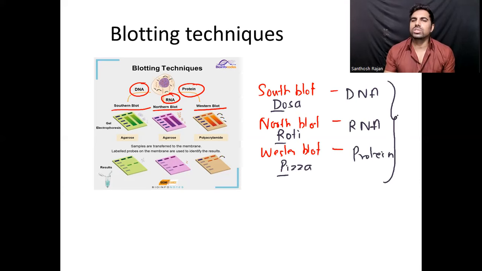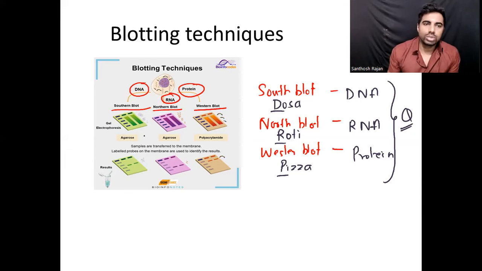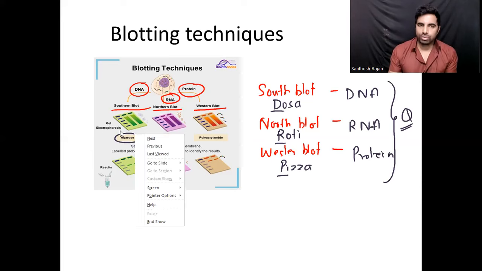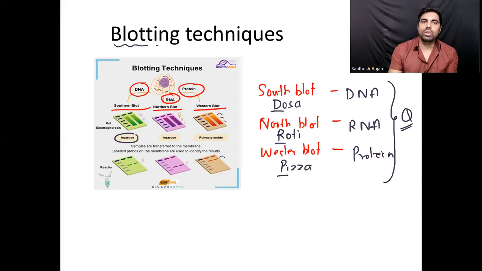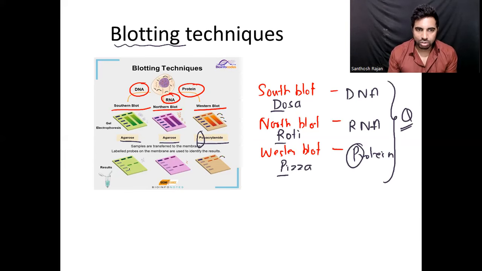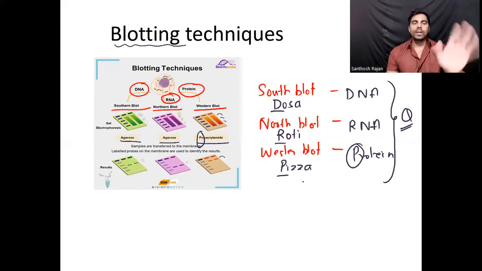That's it. This question, even my examiners, I remember they asked frequently. Nowadays, I don't know how much they're asking, but you can expect this. So Southern blot, Northern blot, Western blot, and these are the things being detected. Usually you use agarose, it's basically gel electrophoresis. For Western blot, you use polyacrylamide, for protein. Then you see the bands, and according to the molecular weight, you give the result. That's the blotting technique.